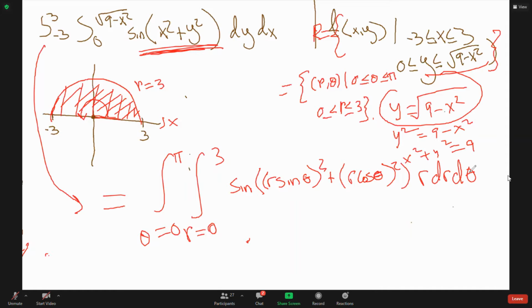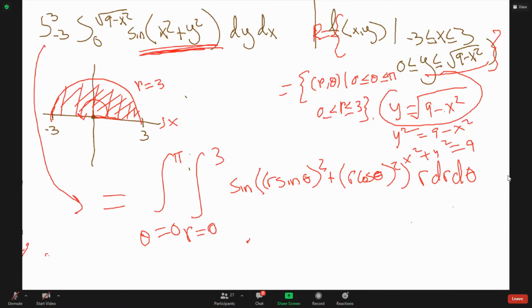Okay, so go ahead and finish it. Inside will be r squared cosine squared theta plus r squared sine squared theta, right? If you take r squared as a common factor, it will be just sine r squared, right? For this one you have to use substitution to solve it. So just write sine r squared, and finish the problem. You can erase the top part.